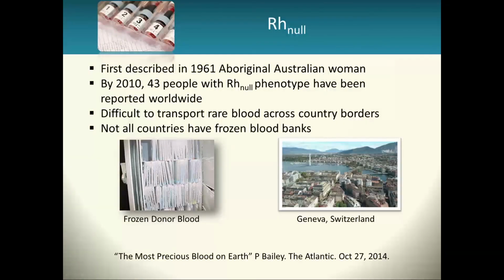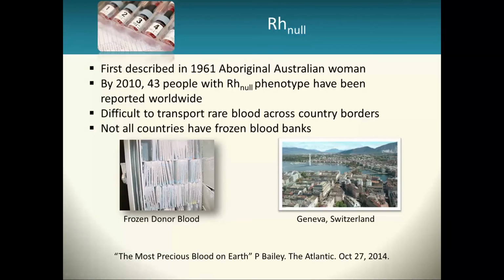The Rh null phenotype was first described in 1961 after it was found in an Aboriginal Australian woman. By the year 2010, Rh null had been identified in only about 43 people worldwide, making it even more rare than the Bombay phenotype, which to date has been identified in about 130 individuals.